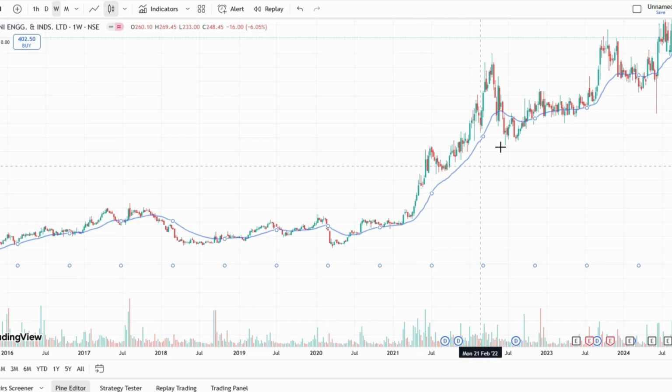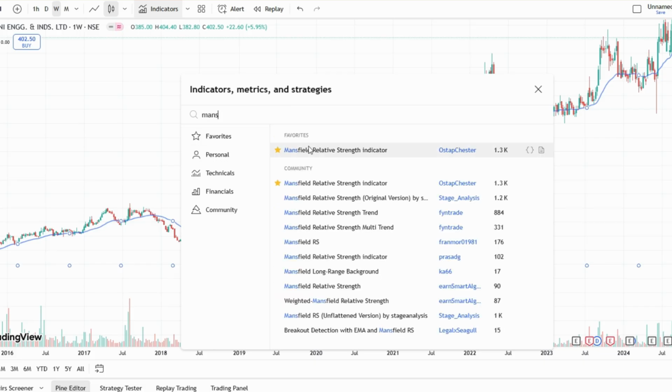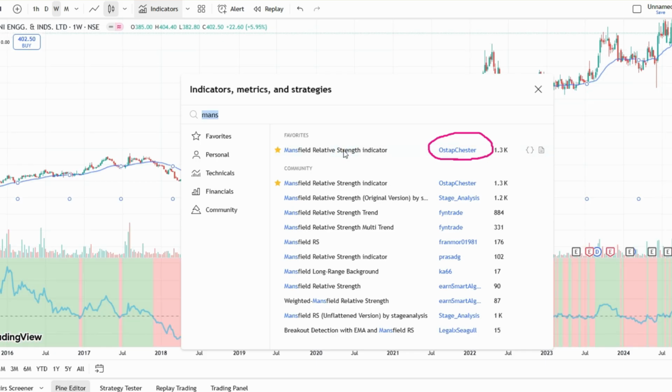So volume is here, and then the 30-week moving average is here, and then the most important indicator which we are going to add is the relative strength indicator. Okay, so I'm going to use the Mansfield relative strength indicator. This is the exact same indicator that Stan describes in his book. You can see the indicator is published by the author called Chester. You can use anything, but I've been using this for quite some years, so this indicator works nicely for me.